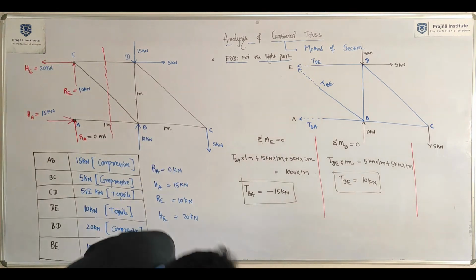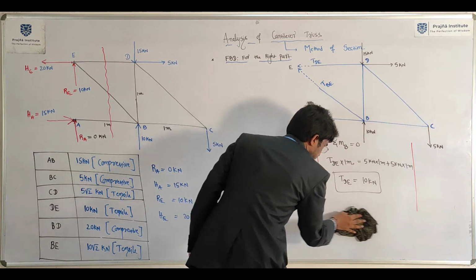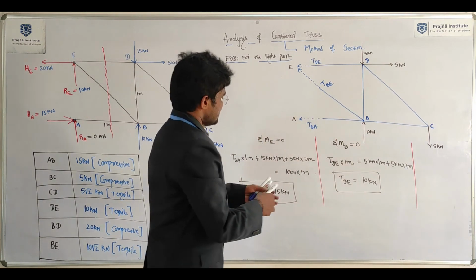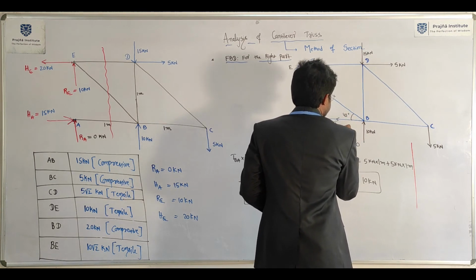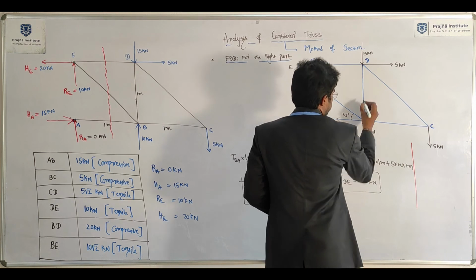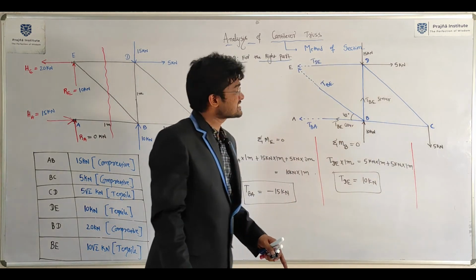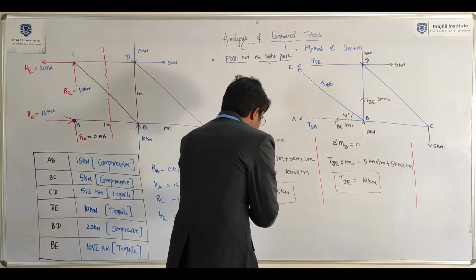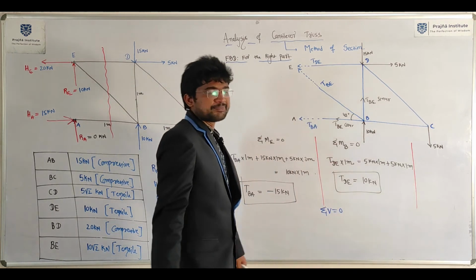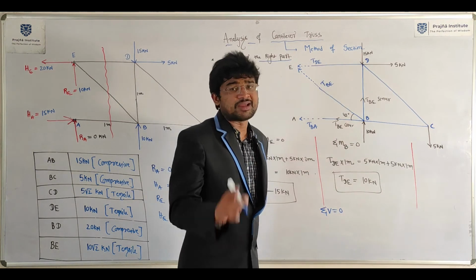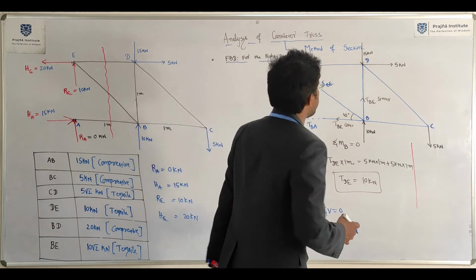Now, just resolve this 45 degrees: TBE cos 45, TBE sin 45. Okay? Just apply sigma V equal to 0. In the vertical direction we have only one unknown. That is common sense, just only one unknown.